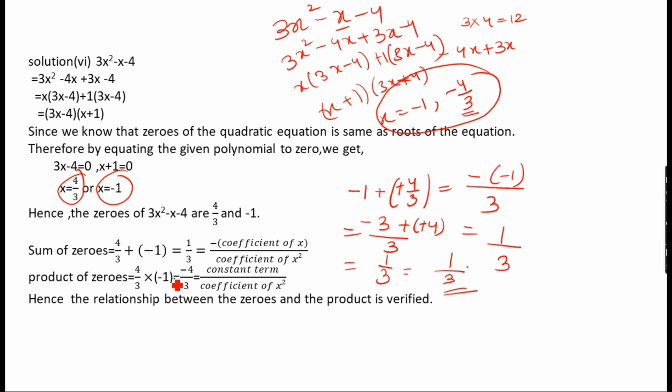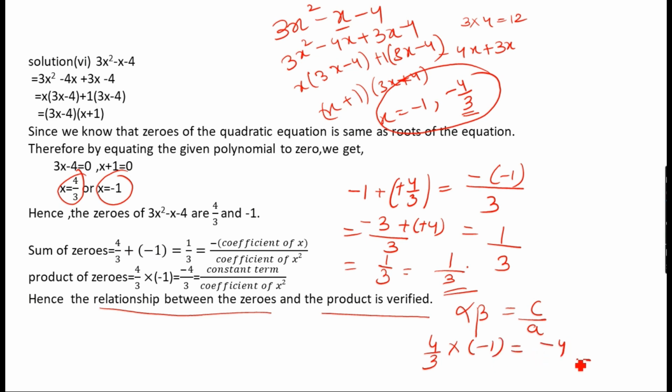Hence, similarly, the product of the zeros, alpha beta, is equal to c by a. The value of alpha is 4 by 3 and the value of beta is minus 1, the value of c is minus 4 and the value of a is 3. Therefore, we get minus 4 by 3 equals minus 4 by 3. Hence, the relationship between the zeros and the product is verified.